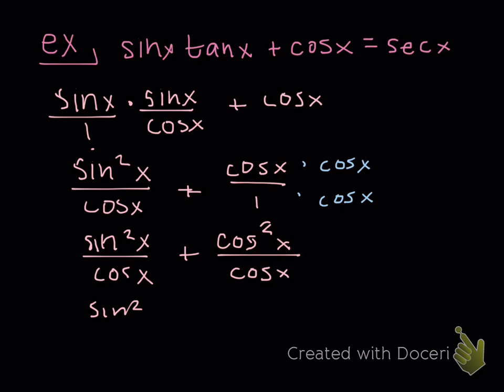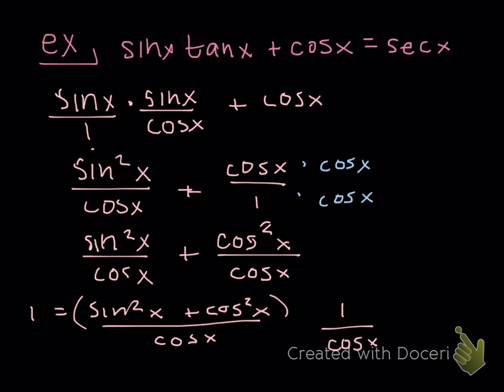So I'll have sine squared of x plus cosine squared of x all over cosine x. And now the last thing that we would use is the Pythagorean identity. So if you're looking at the Pythagorean identity, I can replace this with 1. So this right here is equal to 1. So I can say this is 1 over cosine of x. And 1 over cosine of x, that is the reciprocal identities, and that is equal to secant.